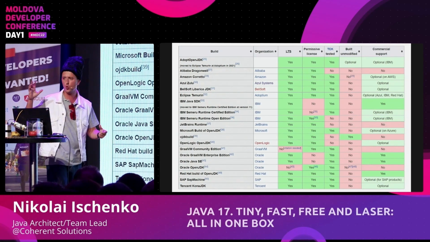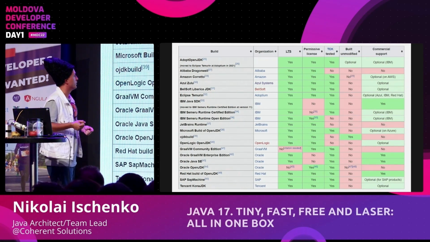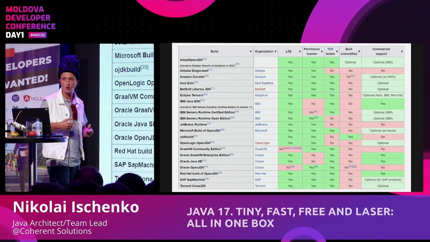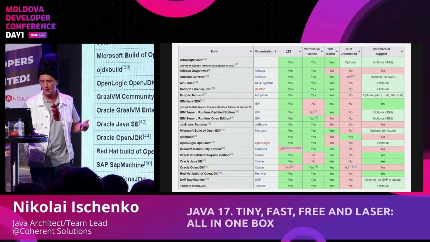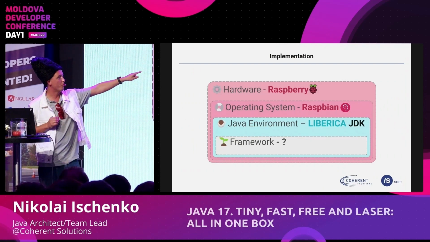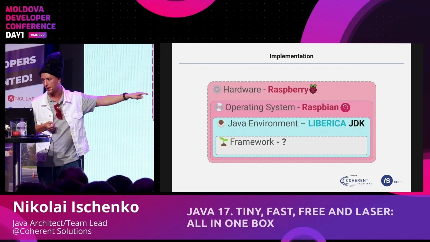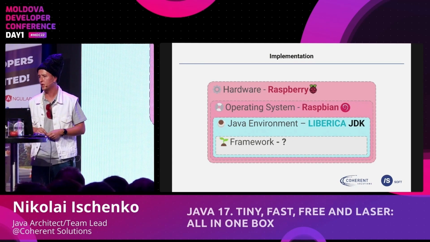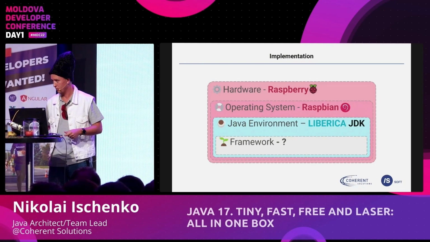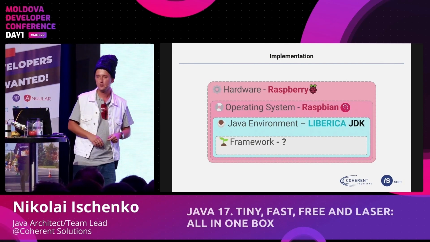Actually, we have more companies that support Java and which make their own builds. However, I will choose Liberica JDK for myself. Liberica JDK is a JDK which is built by the Bellsoft company. It's not a Belarusian company because of Bellsoft, no. It's a Russian company.